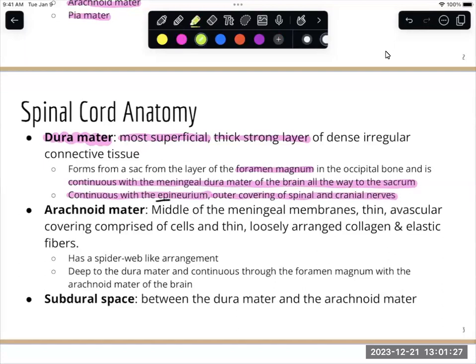Next layer, the arachnoid mater. This arachnoid mater is the middle layer. This layer is avascular. No blood supply. This layer has more of a spider web-like arrangement or appearance. It's that middle layer. So it's underneath the dura mater, and it is continuous through the foramen magnum with the arachnoid mater of the brain.